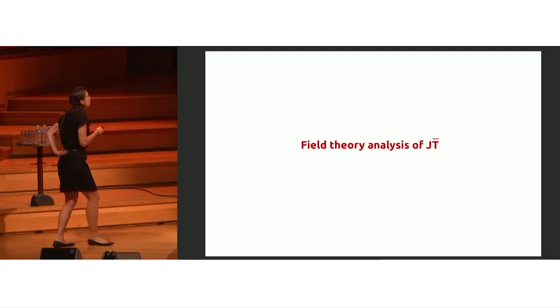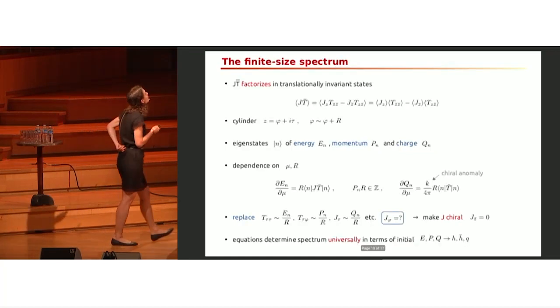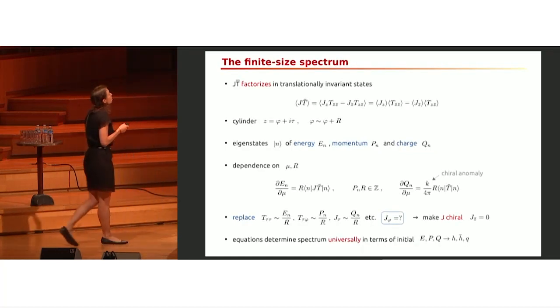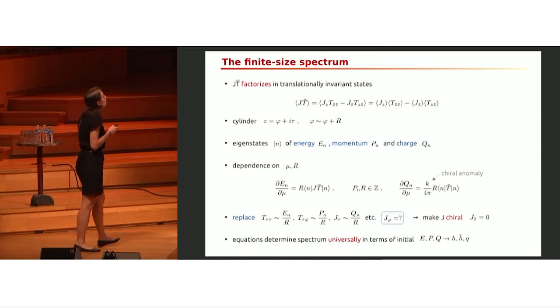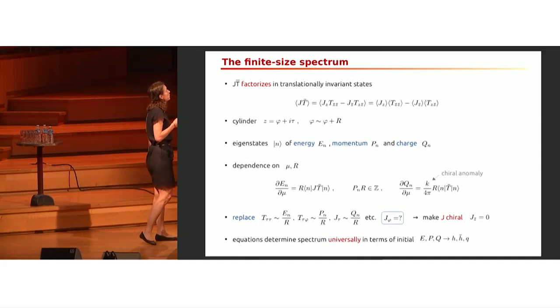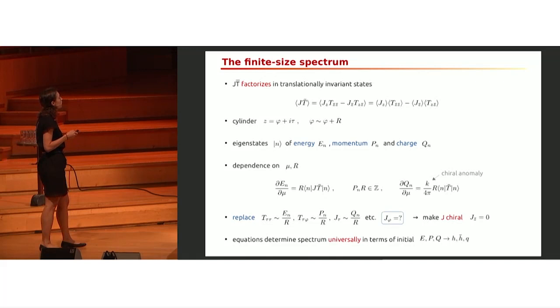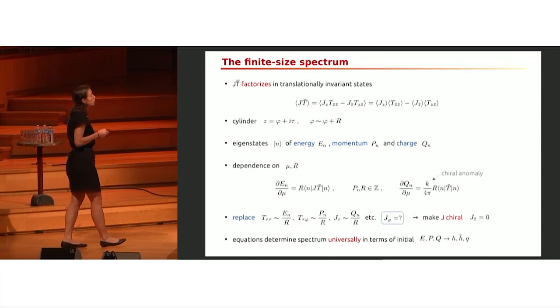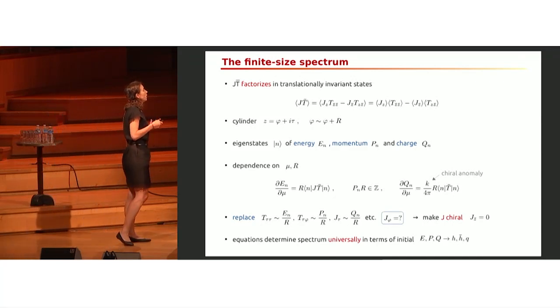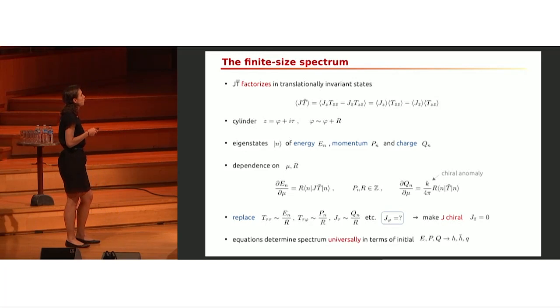OK, so let me go on with the field theory analysis. Something that's very simple to compute in this case is the finite size spectrum. Basically, what one uses is the fact that this JT bar operator factorizes in translational invariant states. That's easy to prove using conservation. So then one puts the theory on a cylinder and considers eigenstates of the energy, momentum, and charge, and tries to see how these numbers vary with respect to the deformation parameter.